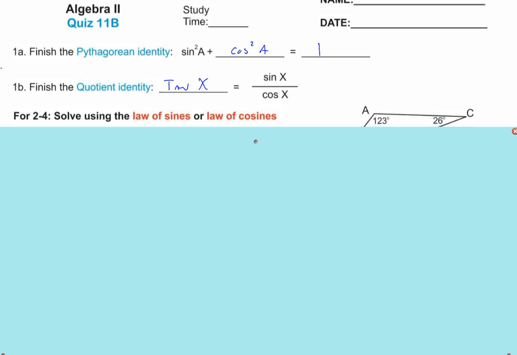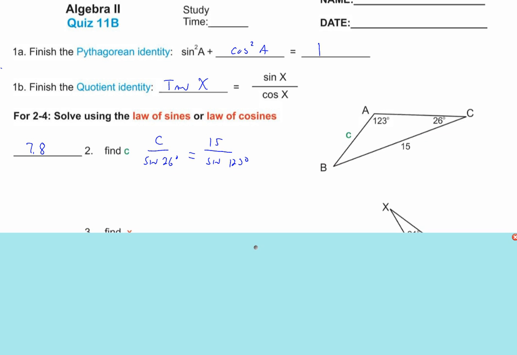Okay, and then you should have looked at number 2 and said, I'm going to use the law of sines. Definitely the easiest one to use. C over sine of 26 equals 15 over sine of 123, and you get 7.8. Any questions on any of those?